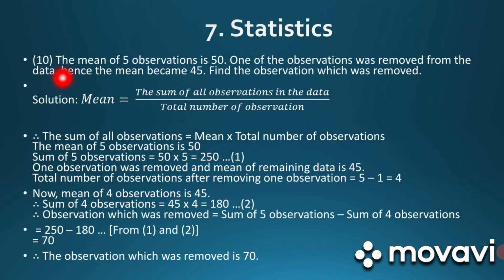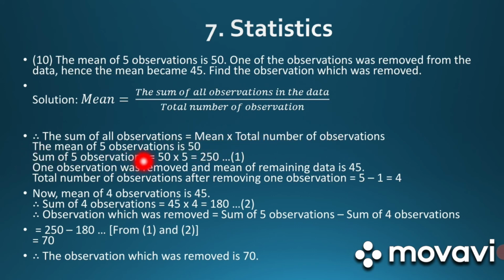Question 10. The mean of 5 observations is 50. One of the observations was removed from the data. Hence, the mean became 45. Find the observation which was removed. Solution. The mean is equal to the sum of all observations in the data upon the total number of observations. Therefore, the sum of all observations is equal to mean into the total number of observations.